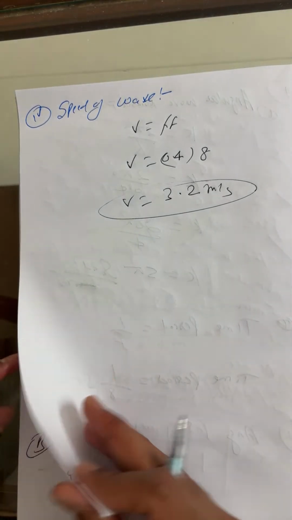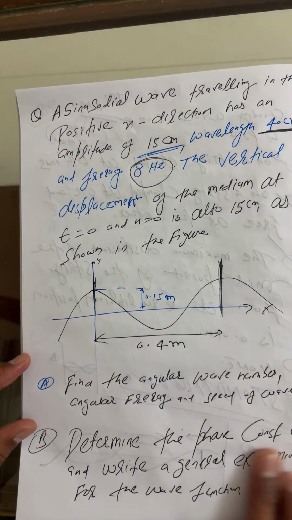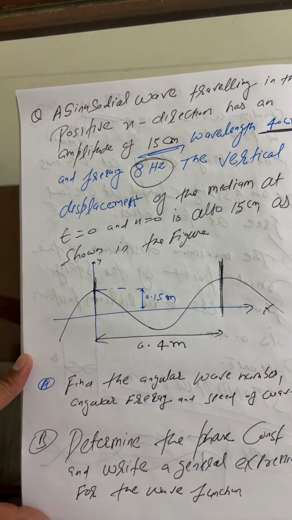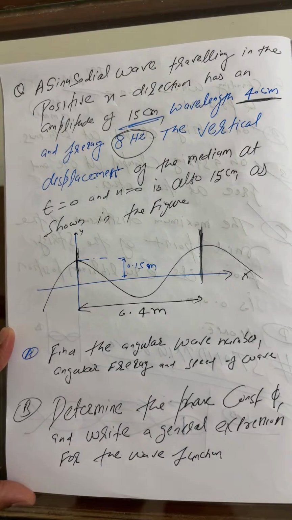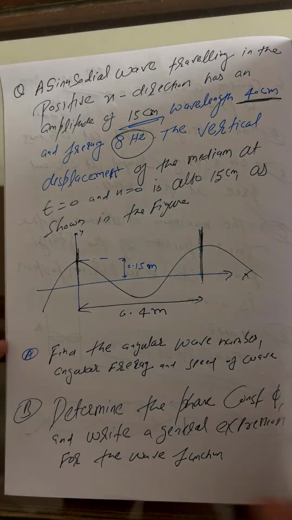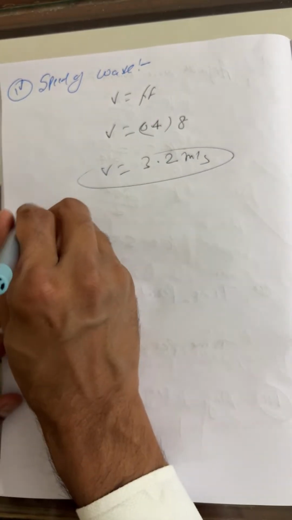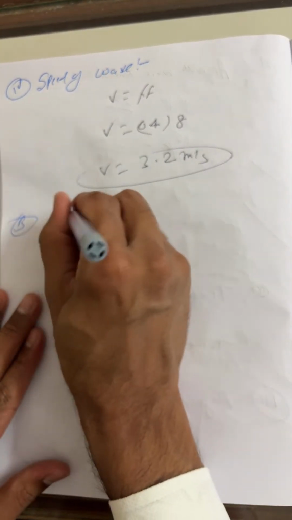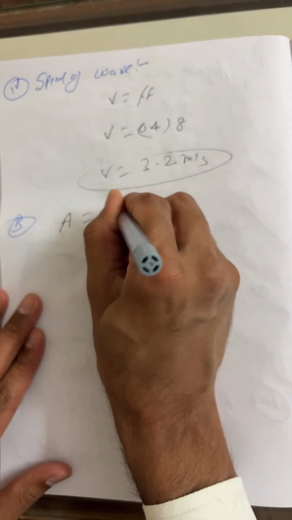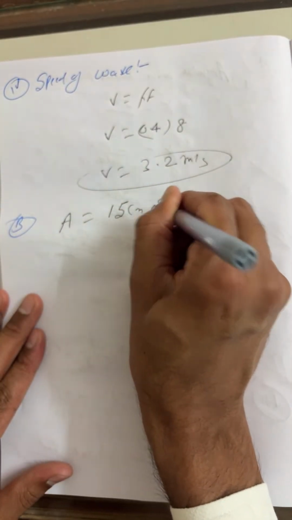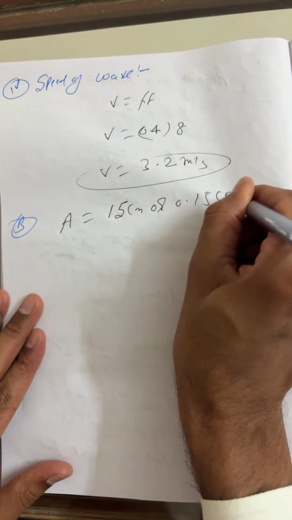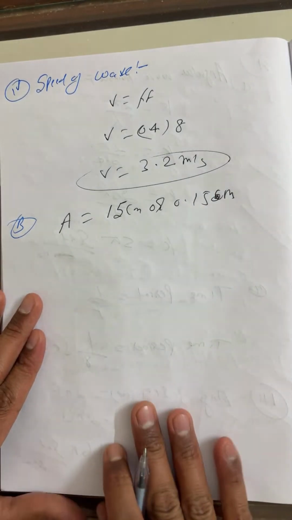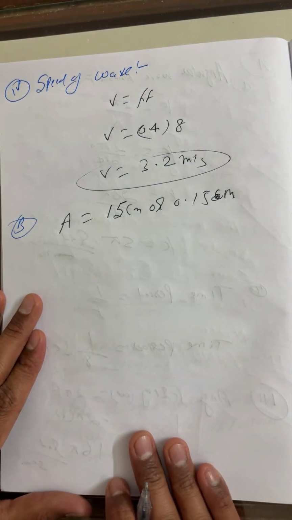The last one was: determine the phase constant and write the general expression for the phase constant. Now I am going to solve your part B. In the question, the amplitude is 15 centimeter, or you can take 0.15 meter.